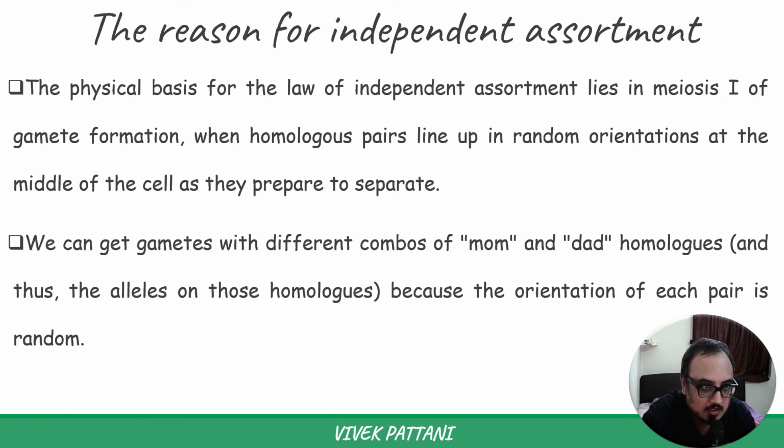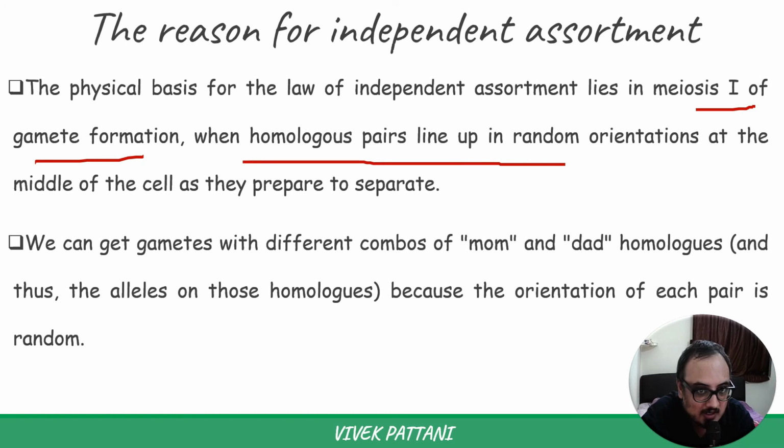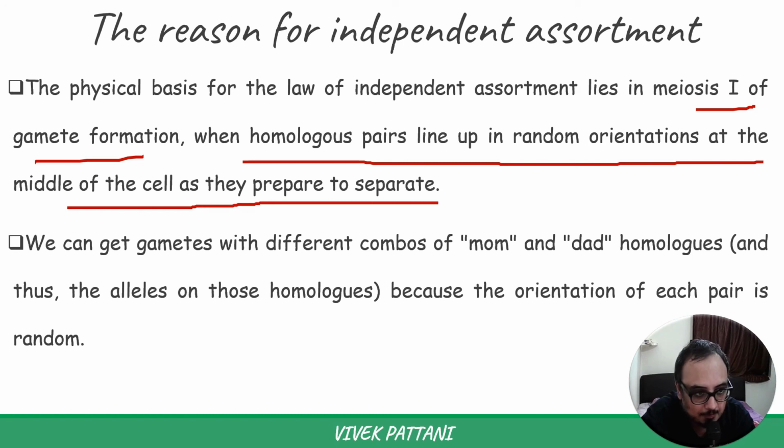The physical basis for the law of independent assortment lies in meiosis 1 of gamete formation. When homologous pairs line up in random orientations at the middle of the cell as they prepare to separate, we can get gametes with different combinations of Mendel's homologs and thus alleles on those homologs, because the orientation of each pair is random.